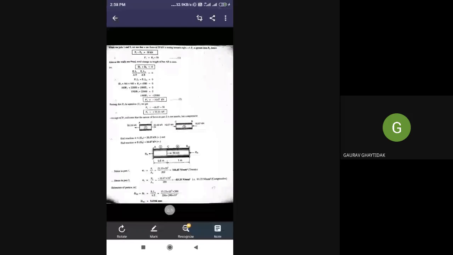Write down, negative sign of P2 indicates the nature of force of part 2, and draw the diagram of the AC and CB sections. Draw the diagram.